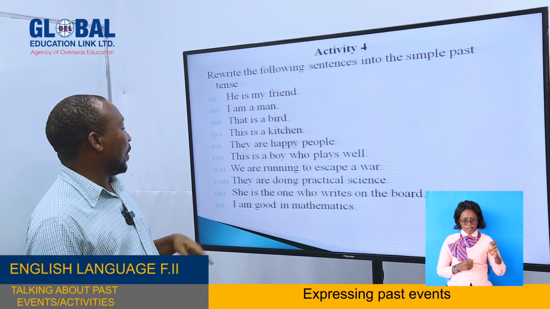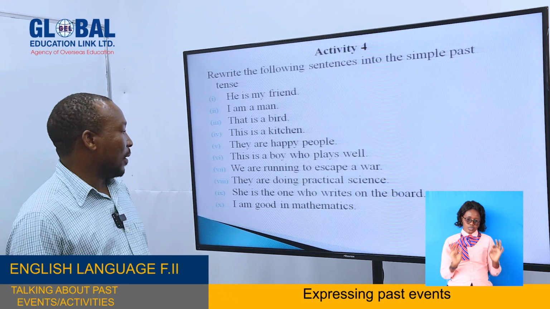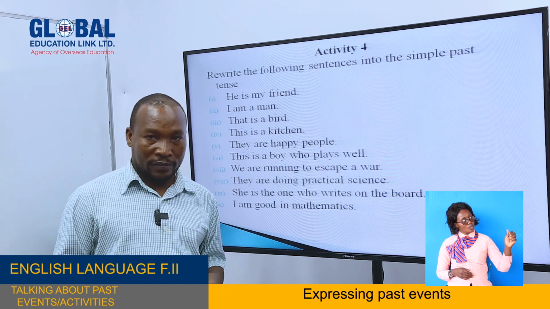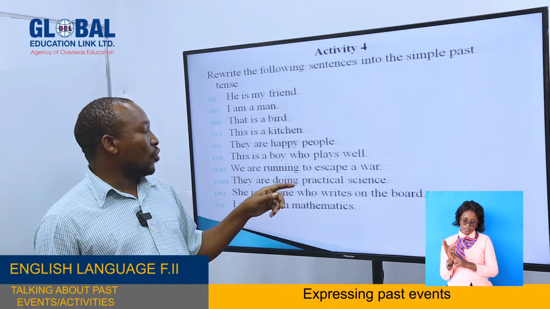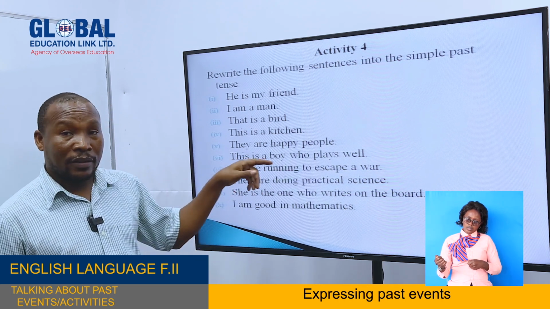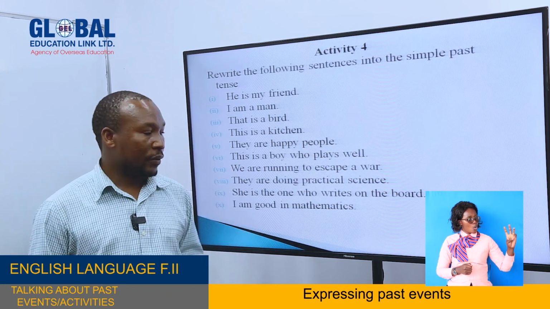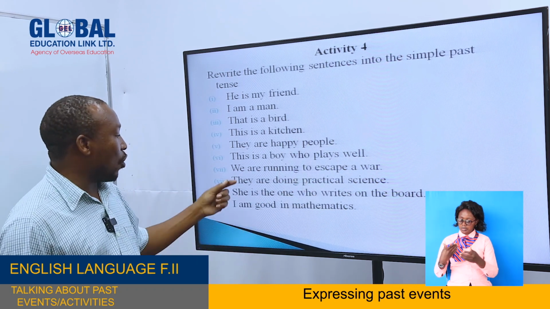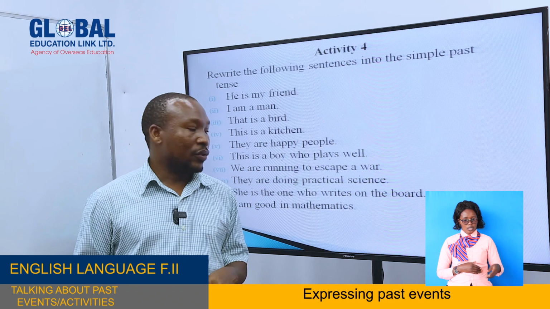Roman 6, this is a boy who plays well. It will be, this was a boy who played well. Roman 7, we are running to escape a war. We have an auxiliary verb and the main verb. We are going to use only the main verb. We ran to escape a war. They are doing practical science. The same, we are going to use only the main verb, that they did practical science.